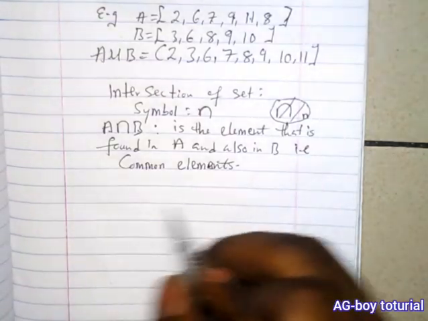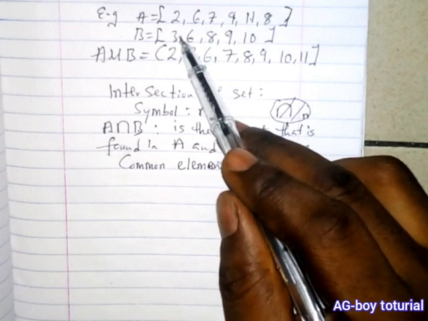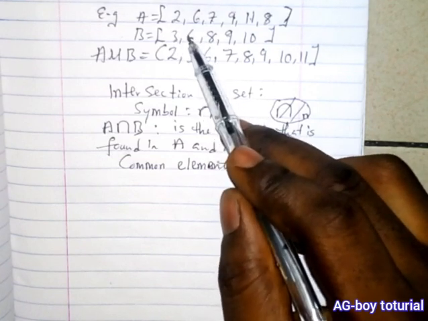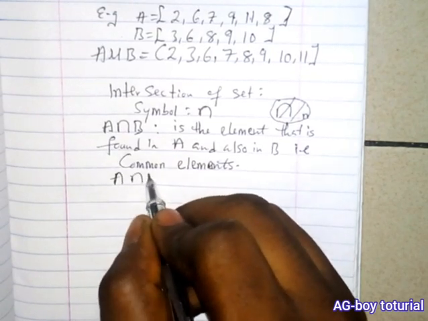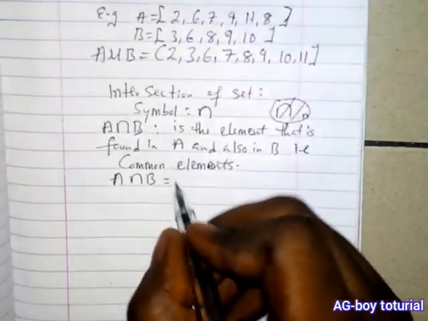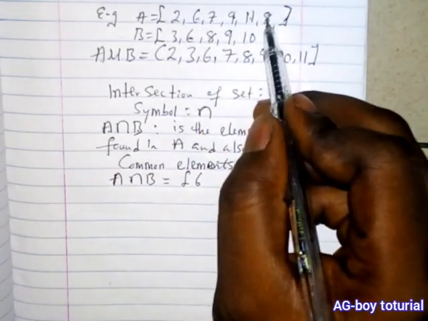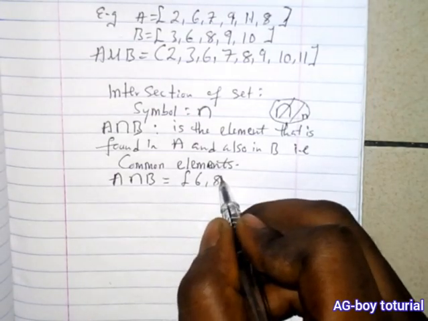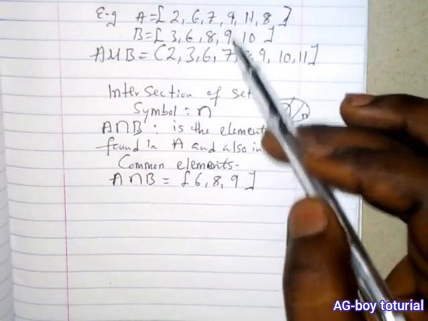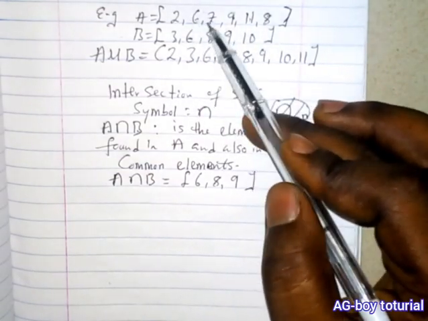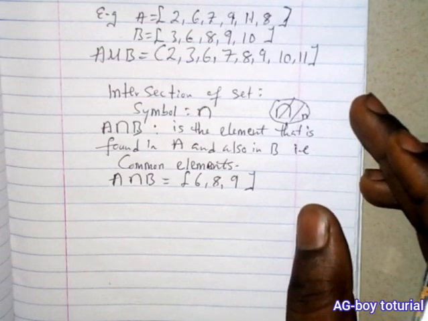Now, what are those common elements? If we check this, the common elements here, 6 is here and 6 is here. So we say A intersect B is equal to 6. Which other one appears 2 times? Here and here, 8, and which other one? 9. So 9 is common between both sets. So that is intersection. That's what intersection is talking about.